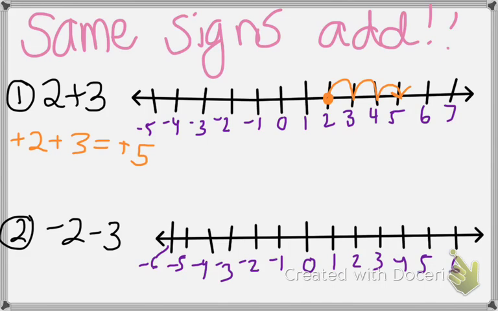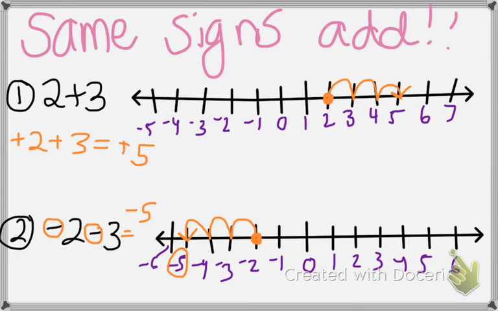But now let's look at this. And again, same signs add. We have negative 2 minus 3. Both numbers have a negative sign in front of them. And I know it's subtraction, but what it's saying is it's the direction you're going. You're going towards the negative direction when you subtract. So here, let's do this. If you're at negative 2 and you subtract 3, we're going to the left. 1, 2, 3. We end up at what? Negative 5.